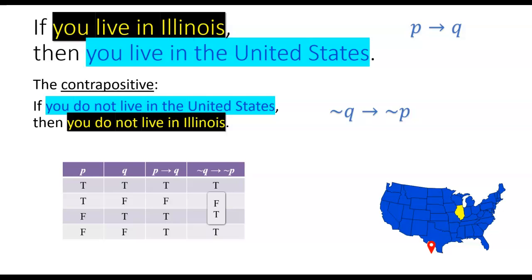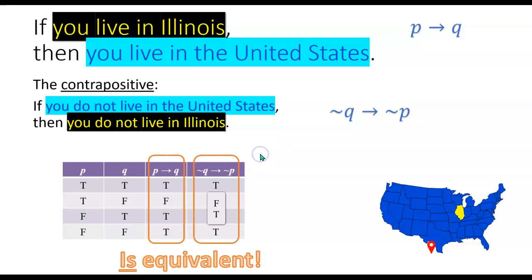So in this example, the contrapositive of if you live in Illinois, then you live in the United States would be if you do not live in the United States, then you do not live in Illinois. And that is a true statement. That is logically equivalent to the conditional statement that we started with. If it's true that if you live in Illinois, then you live in the United States, it must also be true that if you do not live in the United States, then you do not live in Illinois.